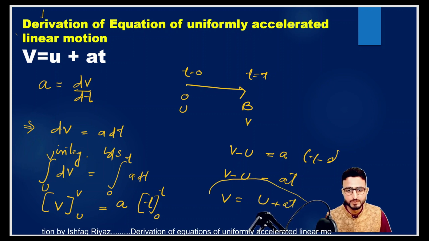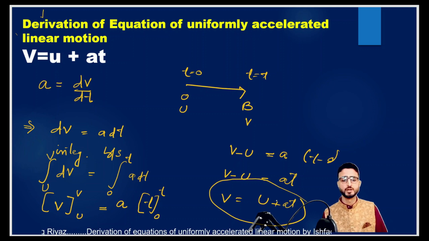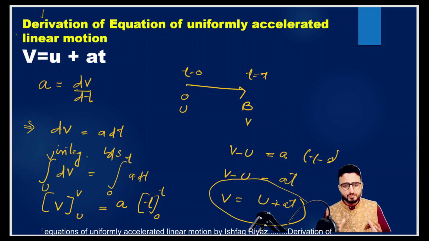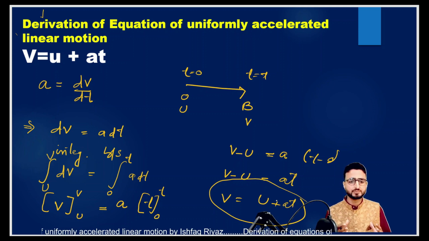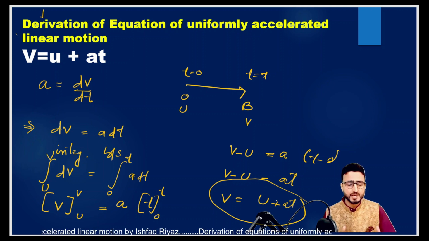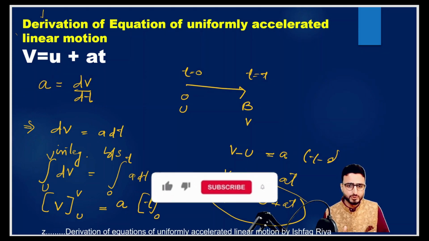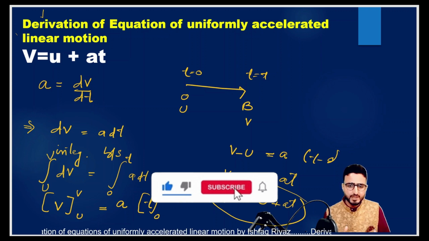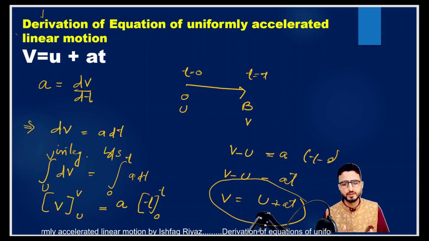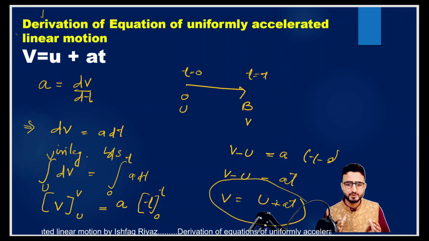So this is the first equation of uniformly accelerated linear motion by calculus method. I simply used the definition of acceleration as rate of change of velocity. Then by integrating the equation within proper limits, as the body started from point O, at that very point the initial velocity was u, and when it reaches the point B, the final velocity was v. Simply by solving this definite integral, I got the first equation of motion, that is v is equal to u plus at. Hope आपने ये वीडियो अच्छे से समझ लिया होगा. Thank you very much.